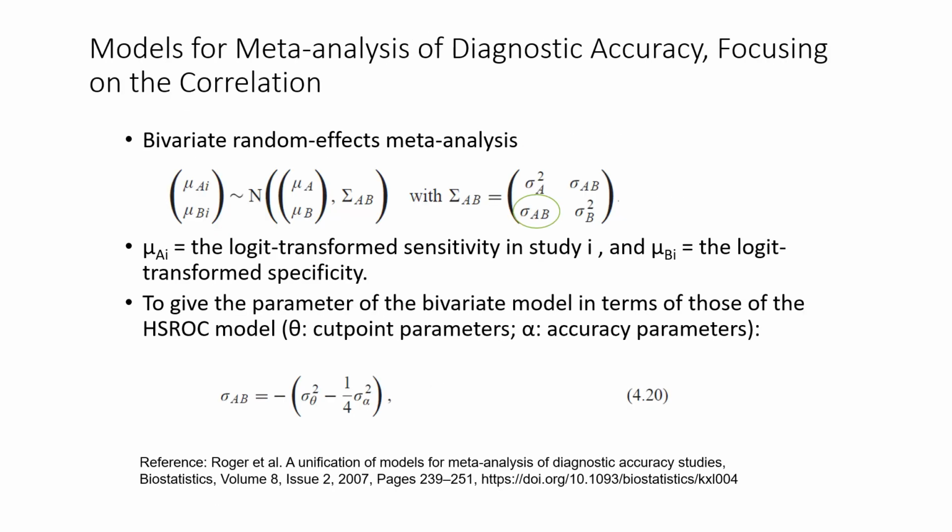For the bivariate model, the logit transformed true sensitivity and true specificity are assumed to have a bivariate normal distribution across studies, and it allows the possible correlation between them. See the variance-covariance of logit true sensitivity and true specificity. If using the HSROC model in meta-analysis, we can calculate the covariance of logit sensitivity and specificity, based on the parameter estimates from the HSROC model.